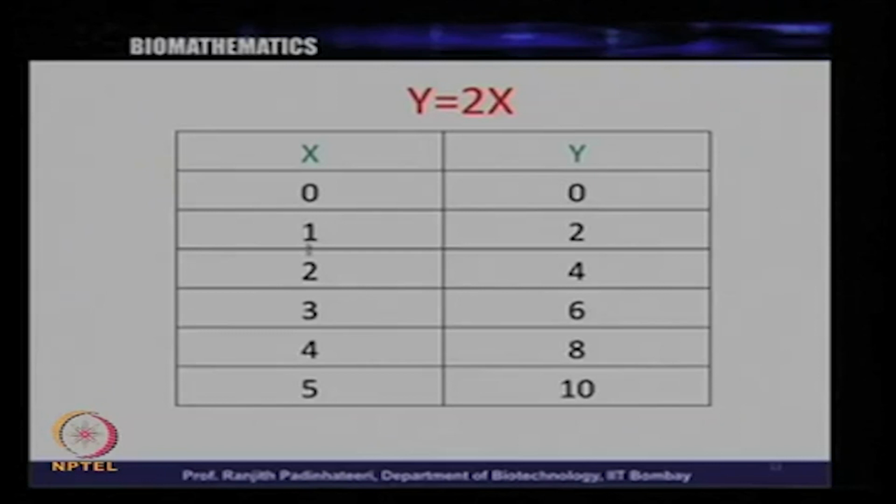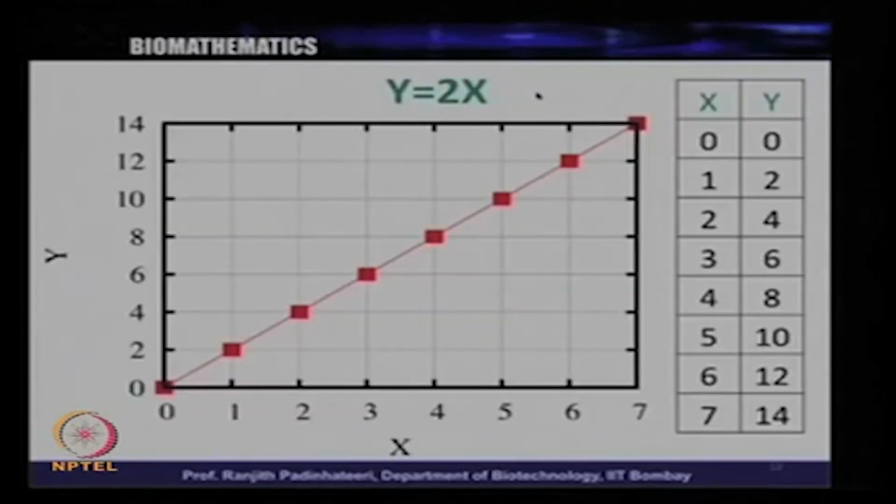When the x value is 1, the y value is 2, which is double. So that is what this 2x means, twice that of the x value. When the x value is 2, the y value is 4, which is 2 times 2. Similarly, 3, 6; 4, 8; 5, 10. So for every x value, the y value is 2 times that of the x value. This is what y equal to 2x means, and let us see how it is plotted.